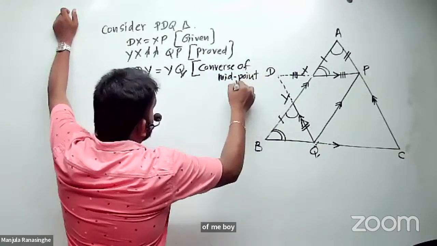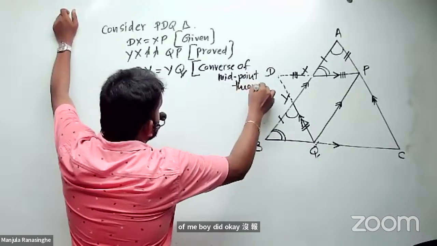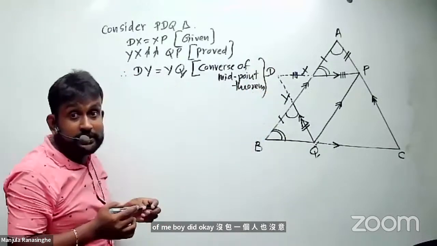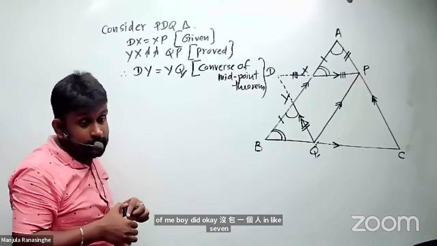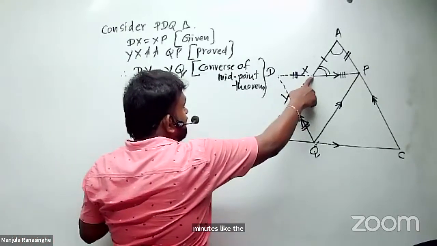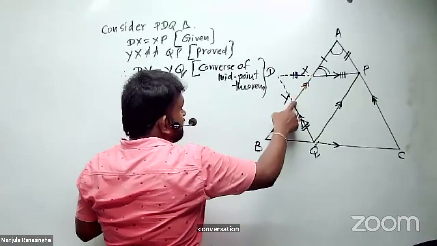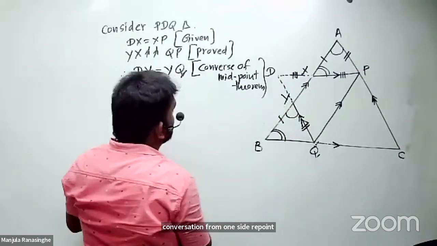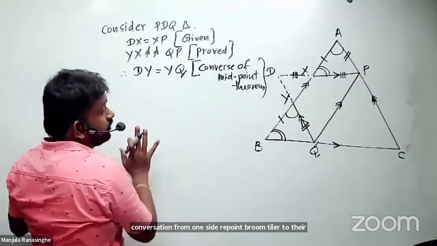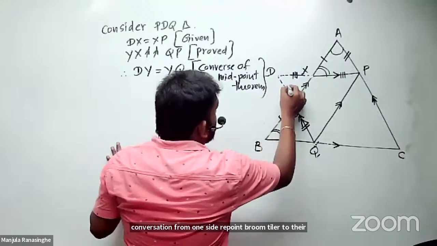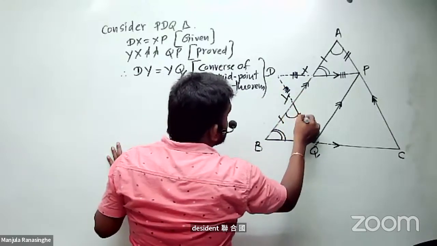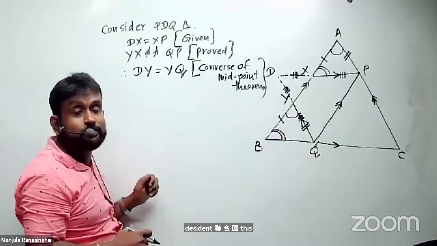Right? Midpoint theorem. And I seldom apply the converse of the midpoint theorem. If from one side's midpoint a line is drawn parallel to the other side, then the third side is bisected. So therefore, DY equals YQ. Now, this part is equal to this part. Now you can apply the midpoint theorem.